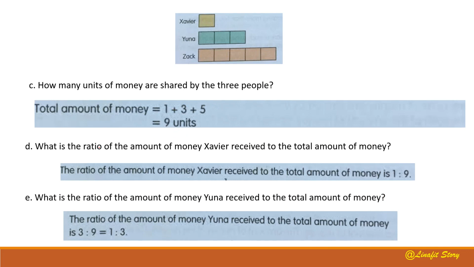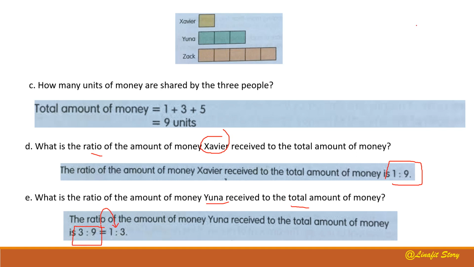Next question D. What is the ratio of the amount of money Xavier received to the total amount of money? So the ratio of the amount of money Xavier received to the total amount of money is 1 to 9. And then what's the ratio of the amount of money Yuna received to the total amount of money? So Yuna to the total, so equals 3 to 9. Don't forget to simplify it. Yeah, becomes 1 out of 3.